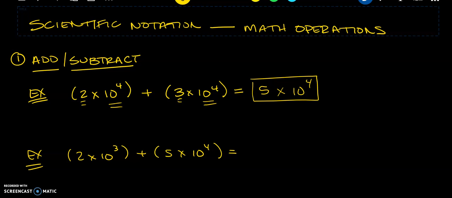It's 5 times 10 to the 4th. I think this is similar to adding 1/3 plus 1/3 and you get 2/3, right? You don't change the denominator. In this case, treat it the same way. You're not going to change that base or its exponent.